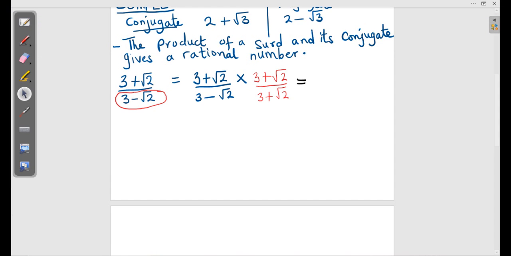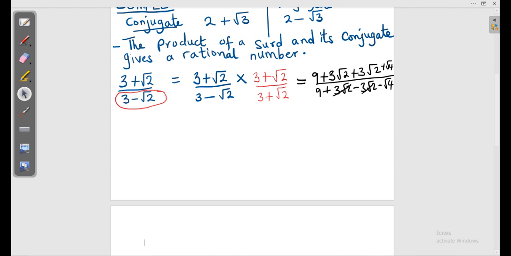Now, we've learned how to expand. So 3 times 3 is 9. 3 times root 2 is 3 root 2. Root 2 times 3 is 3 root 2. Root 2 times root 2 is root 4, divided by 3 times 3, which is 9. 3 times root 2 is 3 root 2. Root 2 times 3 minus 3 root 2, minus root 2 times root 2, and that's minus root 4.